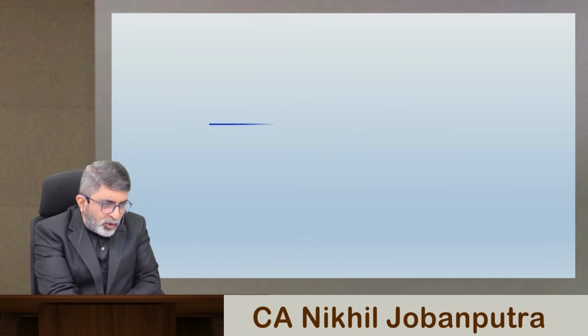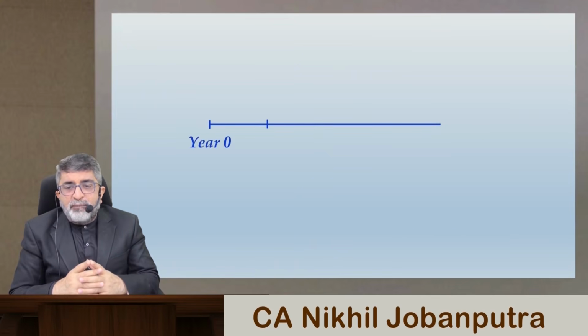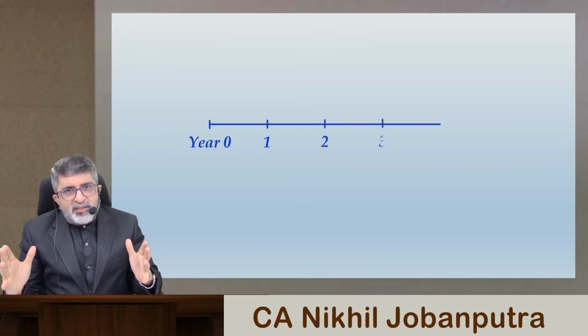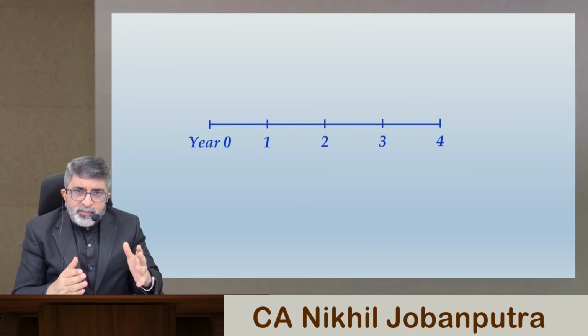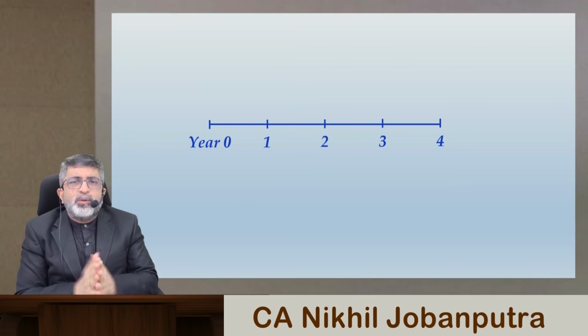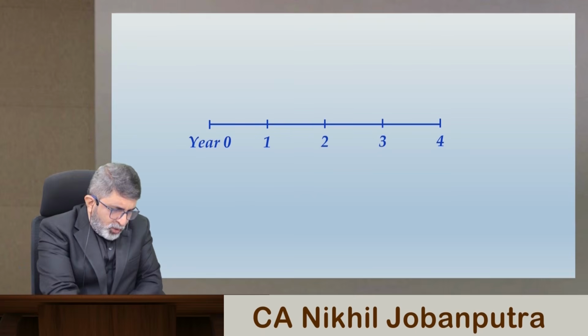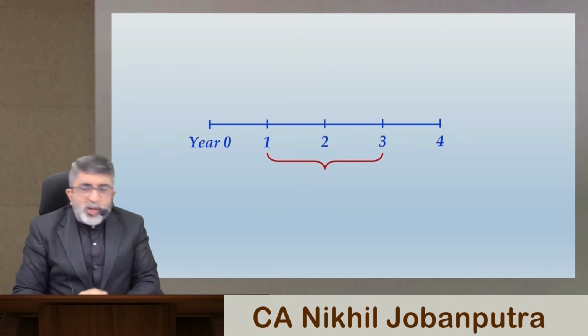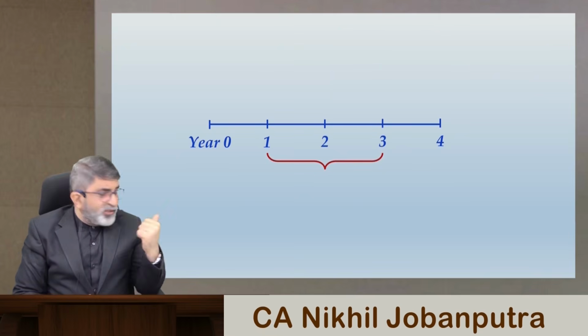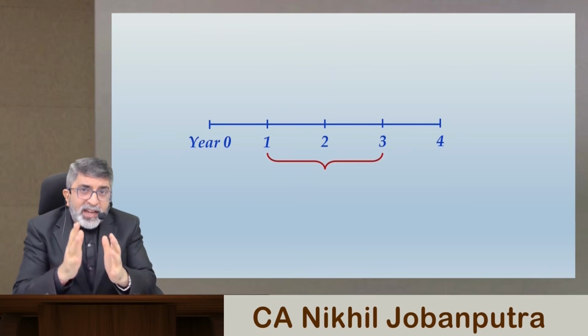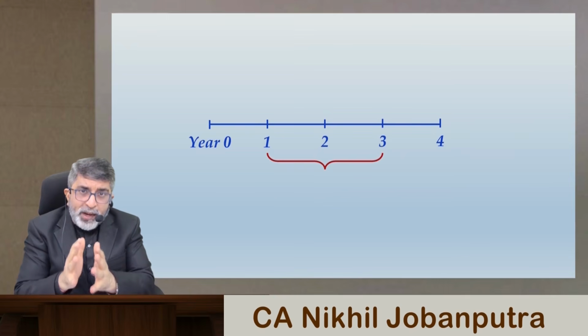So please focus on this timeline. Here I have plotted 4 years starting from 0 and then year 1, 2, 3, 4. Now let's say you want to borrow for this period. Observe this period. When does it start and when does it end?